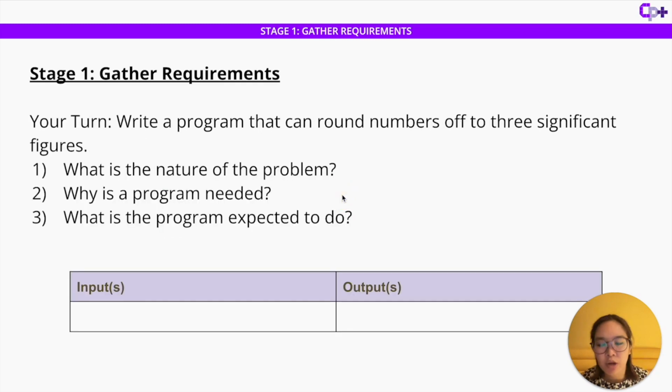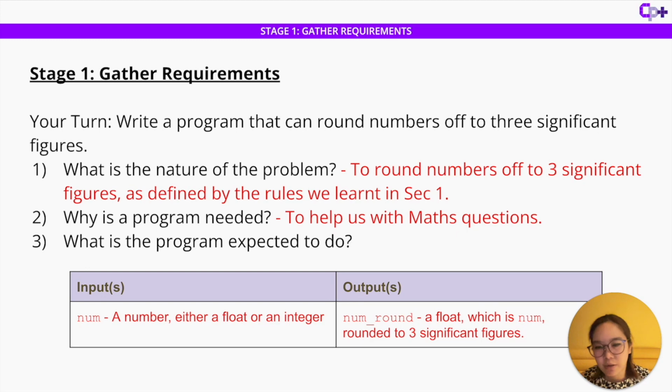It's now your turn to try with an example. We have briefly discussed this question in class before. Pause the video now and see if you can successfully write down the requirements of this code to round a number off to 3 significant figures. Well done. Here are some sample answers.